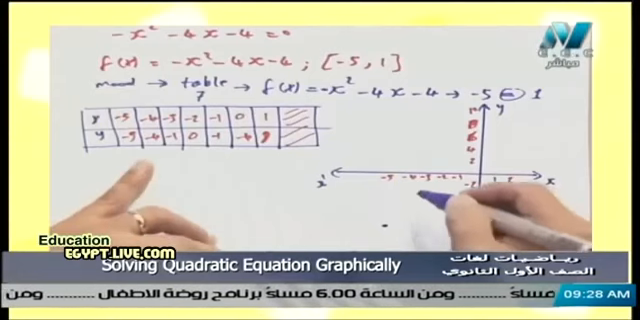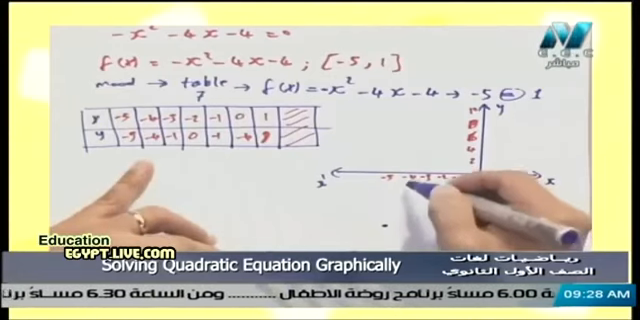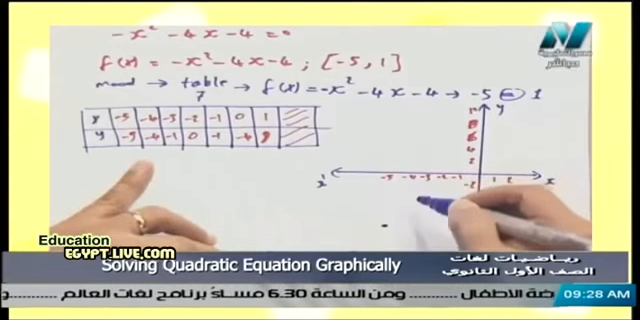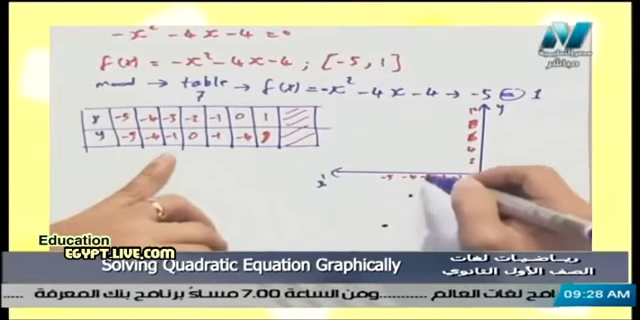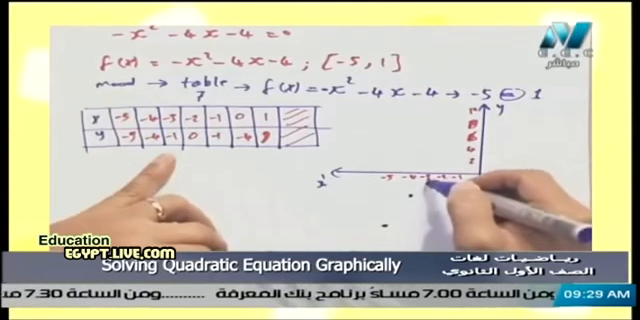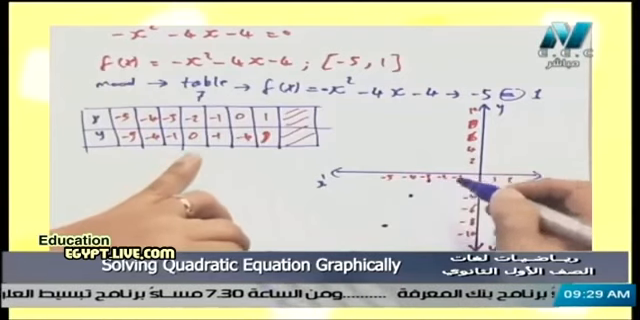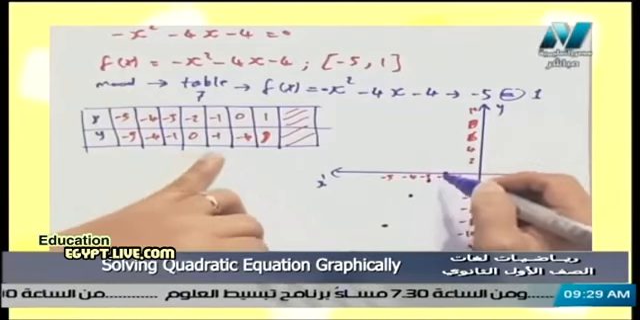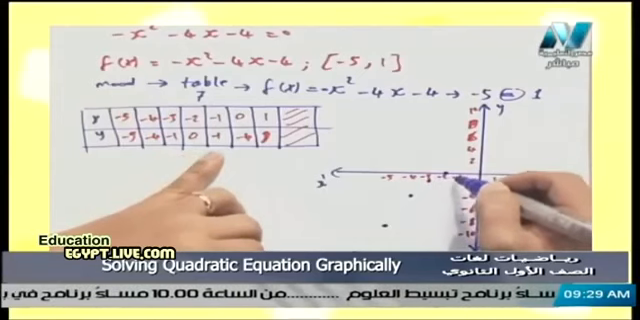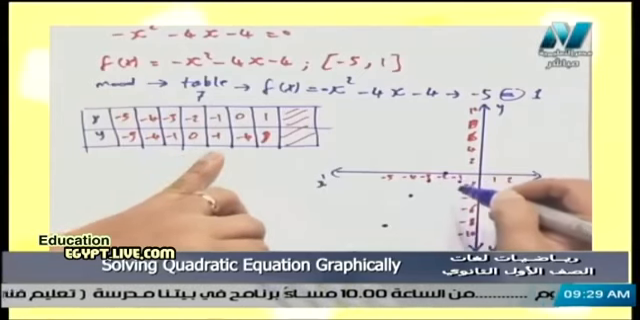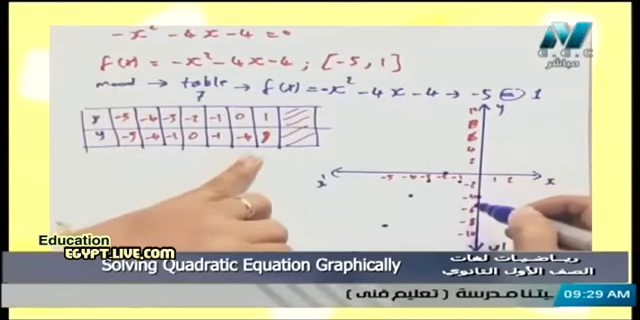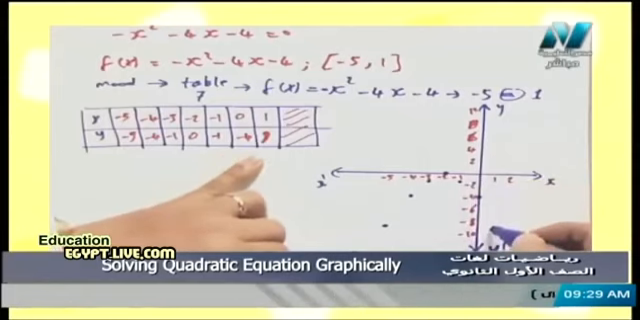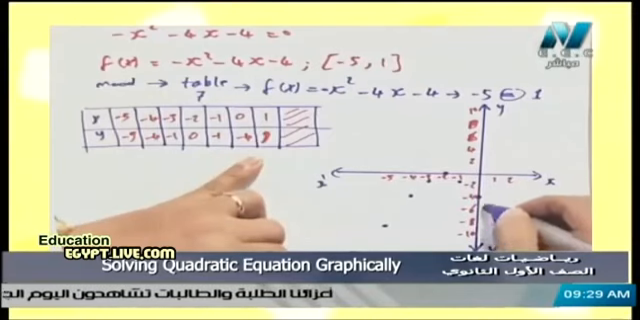Negative 4 and negative 4 here, negative 4 and negative 4 will be here. Negative 3 and negative 1, negative 2 and 0, negative 1 and negative 1, 0 and negative 4, 1 and 9, and the drawing will be something like that.